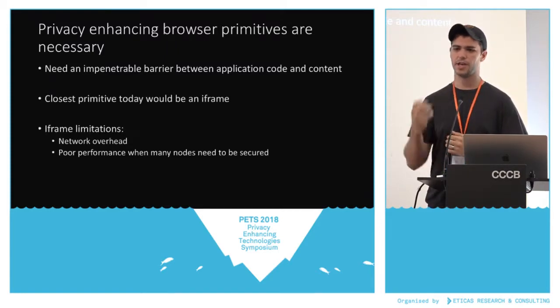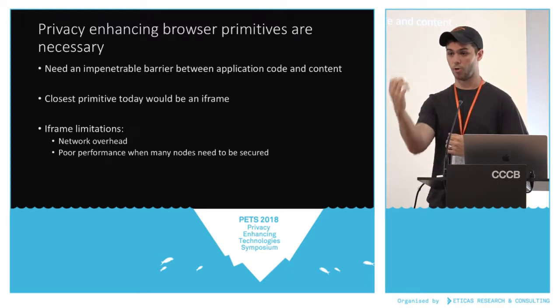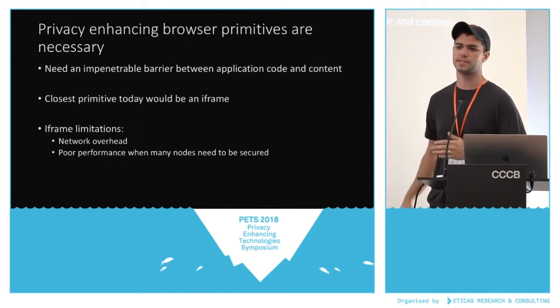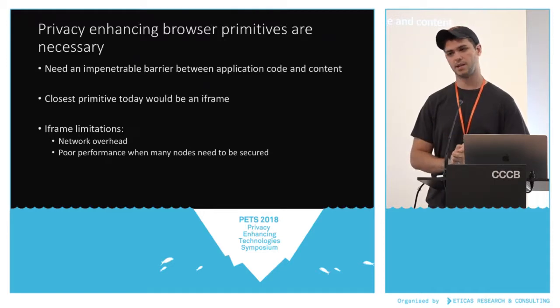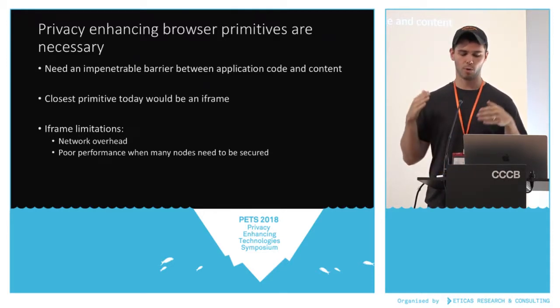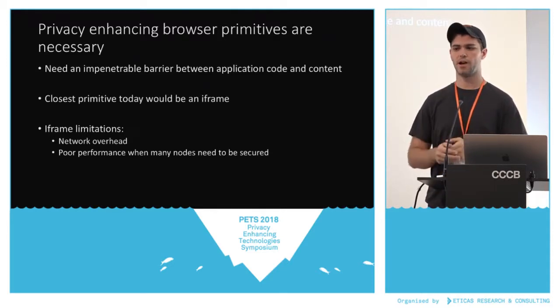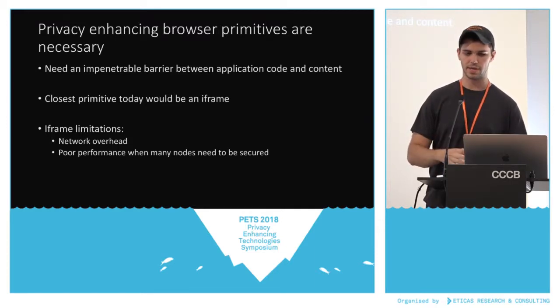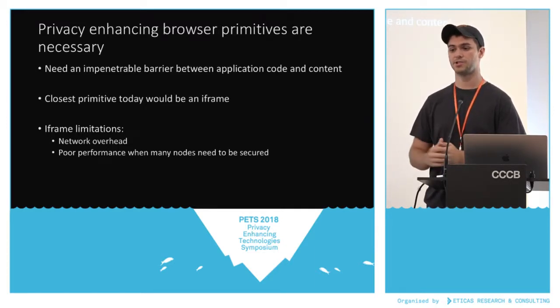As I said, they need to decrypt all of those output elements. So if you have a to-do list with 100 things, that's going to be 100 iframes. The performance there is going to be seriously limited, and so we need a more dedicated browser primitive that can allow for client-side code to be disconnected from the content that's actually being rendered by the browser.